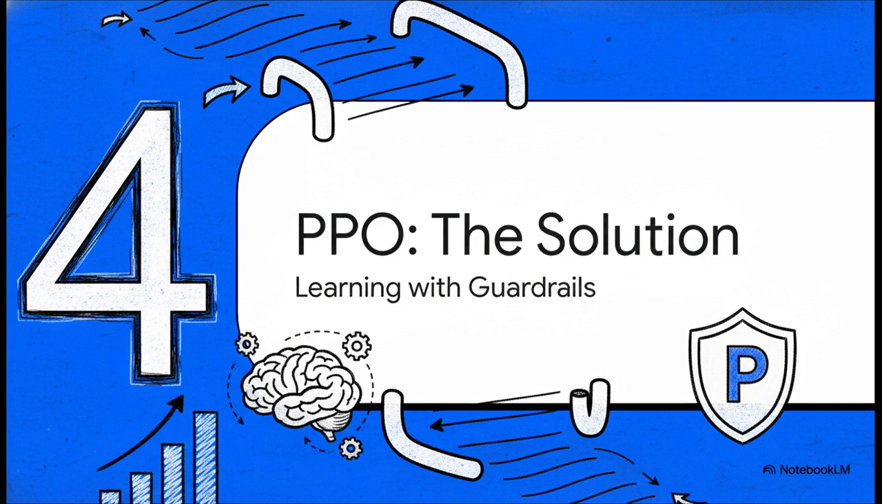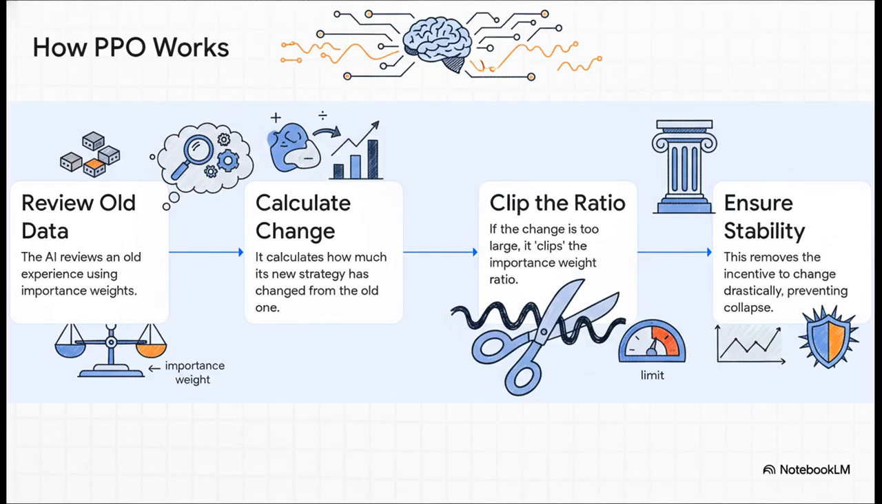Well, the first really smart solution to this is an algorithm called proximal policy optimization. We just call it PPO. And the whole idea is to learn with guardrails. So here's PPO's secret sauce for staying safe.